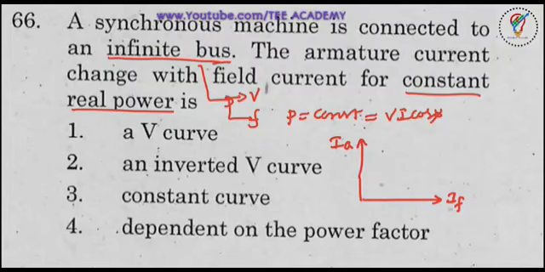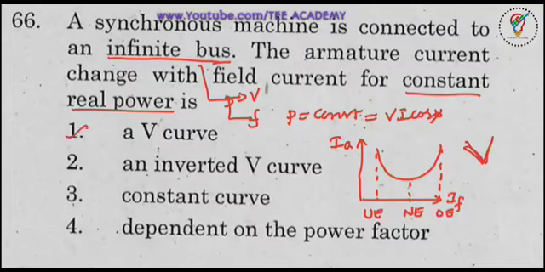Now we need to draw the armature current against the field current. If you draw this relationship between armature current and field current for different excitations, here we have normal excitation, here we have under excitation, and here we can call it over excitation. Now if you see here, the shape will be just like this. It's like a V curve. It's not an inverted V curve.